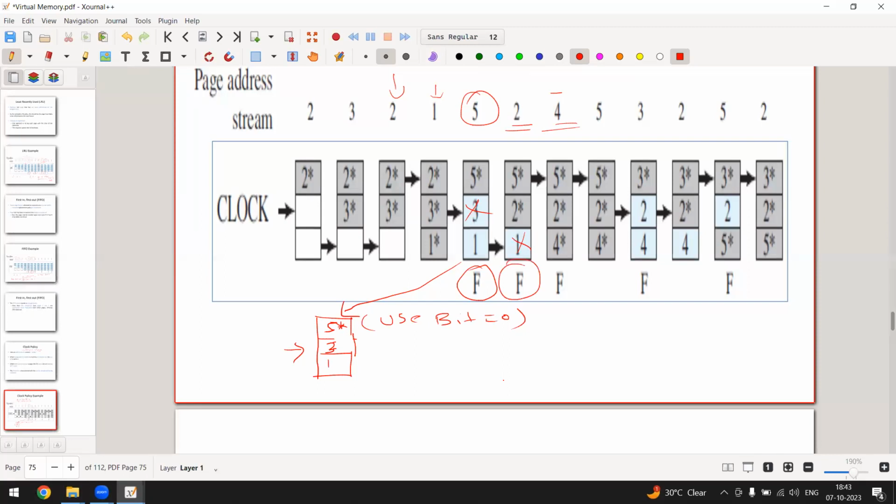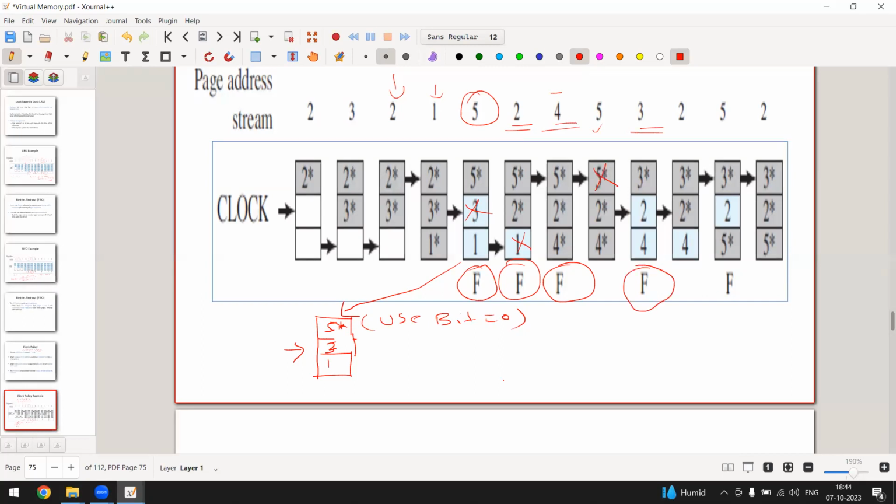And whenever some pages are not found, I will just count it as a page fault. Then next is 5. 5 is already there, so no need to do anything. Then 3. 3 is not here again. So 5, 2, and 4. What you will do? You will make a full circle. Set use bit of 5 to 0. Set use bit of 2 to 0. Set use bit of 4 to 0, and then come back to 5 and swap it. So 5 is swapped out and 3 is inserted, and pointer is moved here, right?